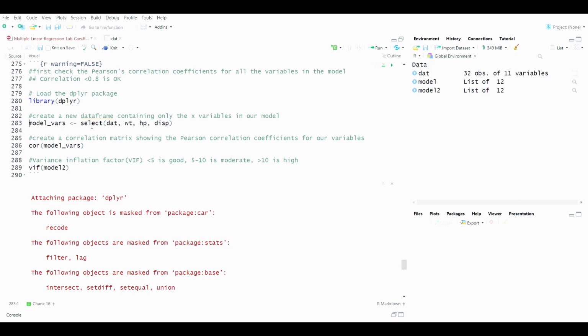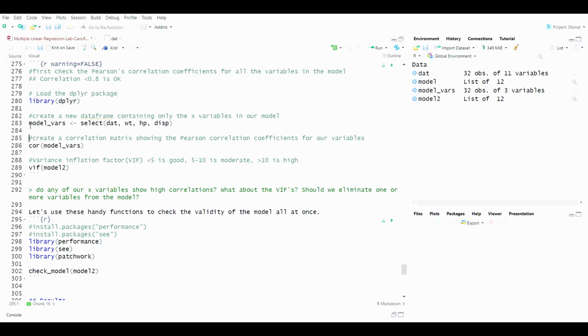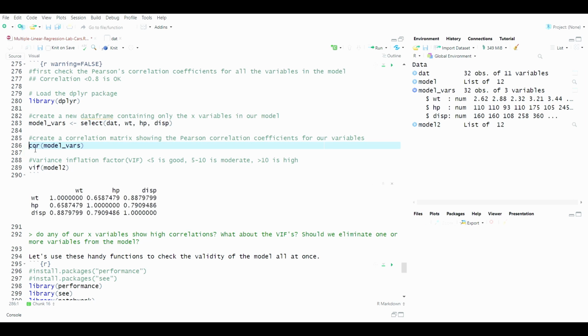And the first thing we're going to do is make a new data frame that's going to select out of the whole data frame just the weight, horsepower, and displacement. So it's going to make a mini data frame and store it in model variables. When we run this, you look in the upper right-hand corner, we see we've just created something called model variables that contains just weight, horsepower, and displacement. And the reason I'm going to do this is because then I can run this correlation analysis on that mini data set and get a matrix that shows the correlations between all of these three different x variables.